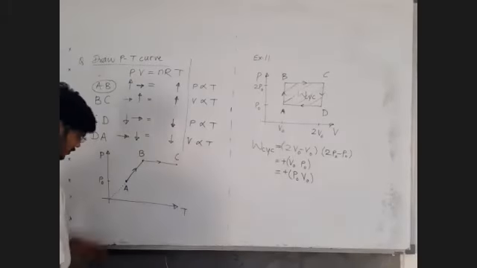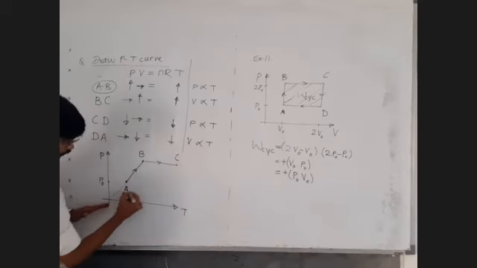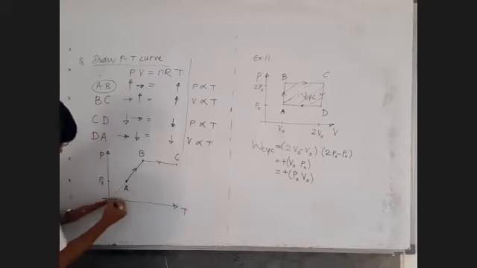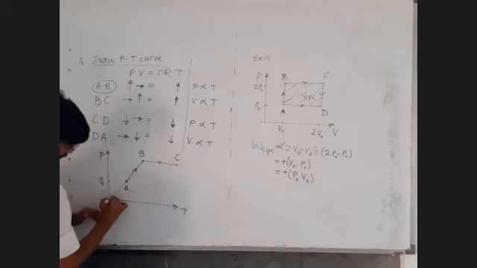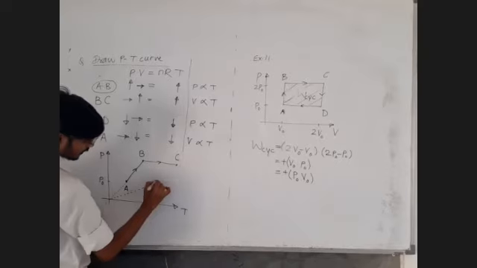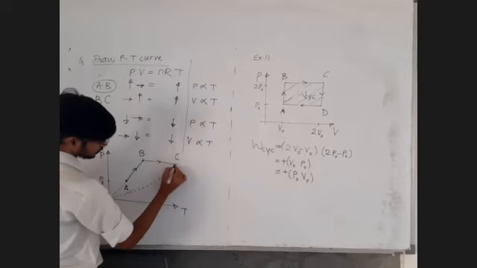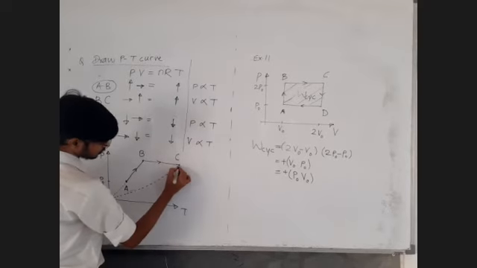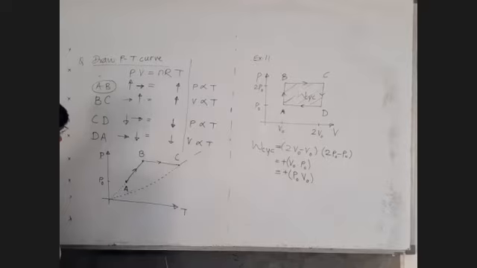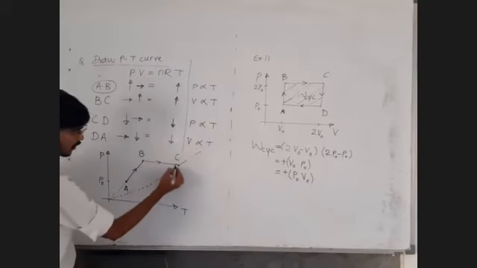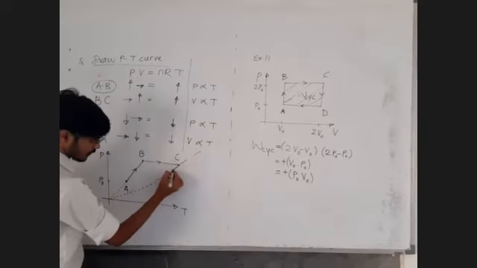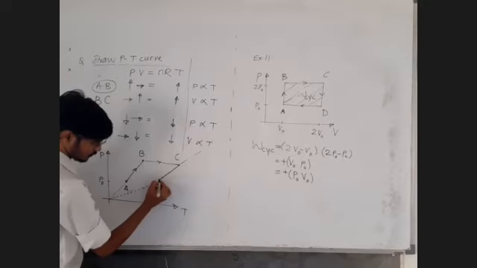So it is a straight line passing through the origin if extended beyond, but we have to draw only some part. For the time being, let me draw it like this. On this entire line, our graph should be somewhat like this.